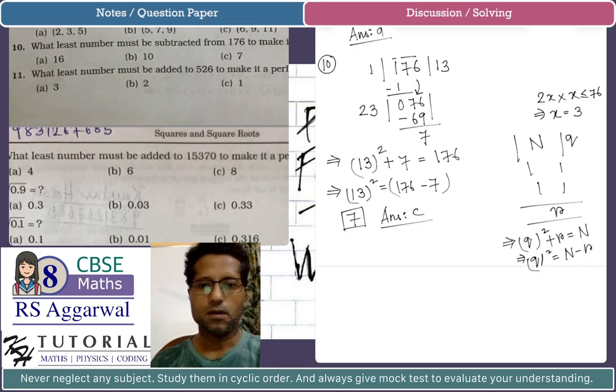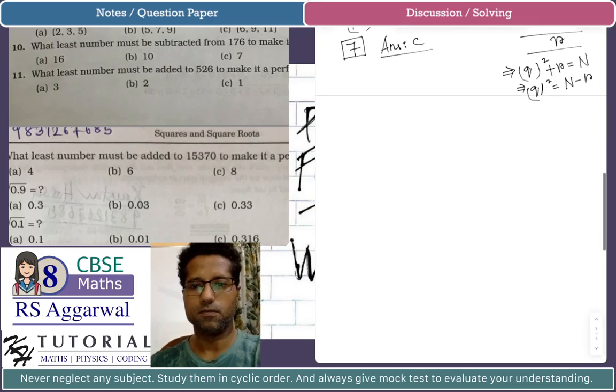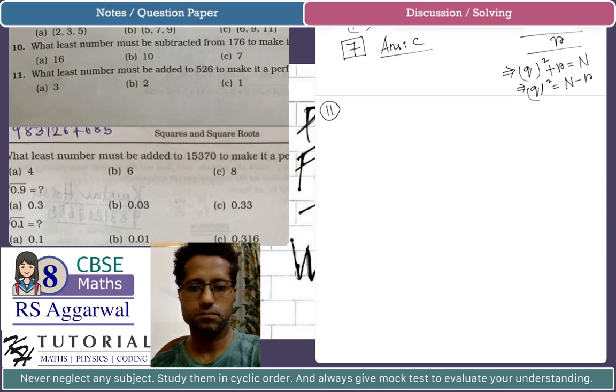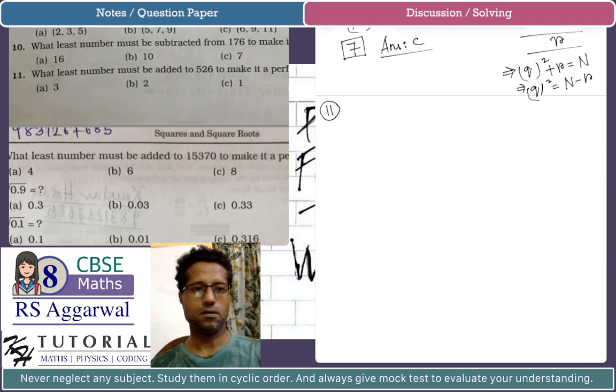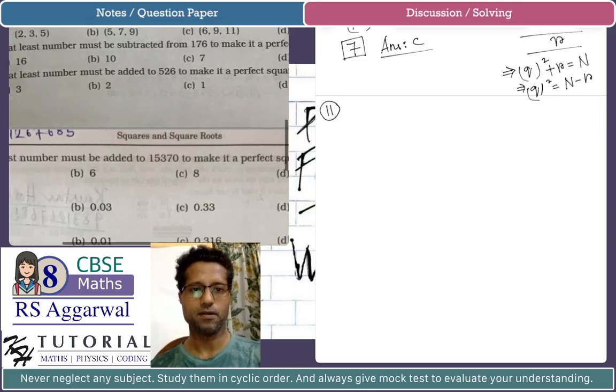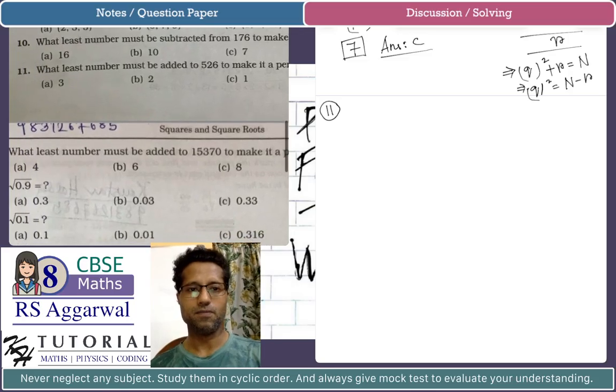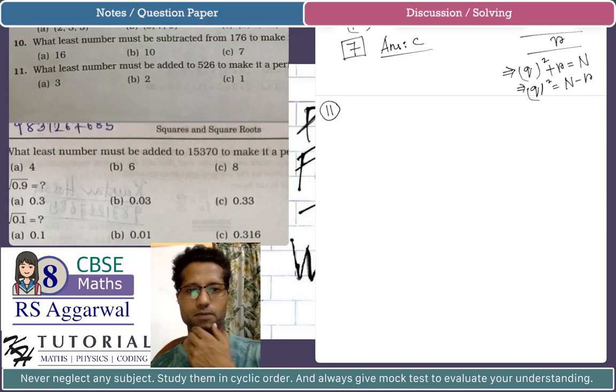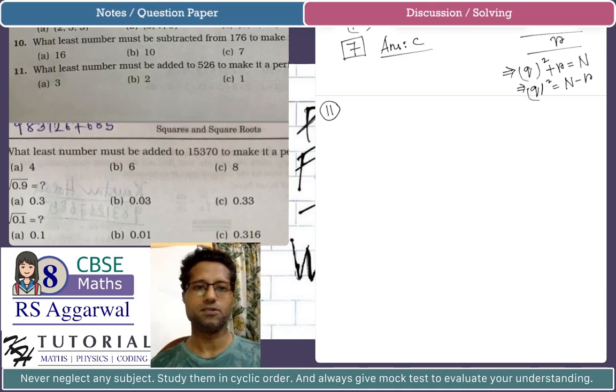Okay, let's do problem number 11. Problem 11 says, what least number must be added to 526 to make it a perfect square? This is the same as question number 10, but this time you have to tell what is the least number that must be added.